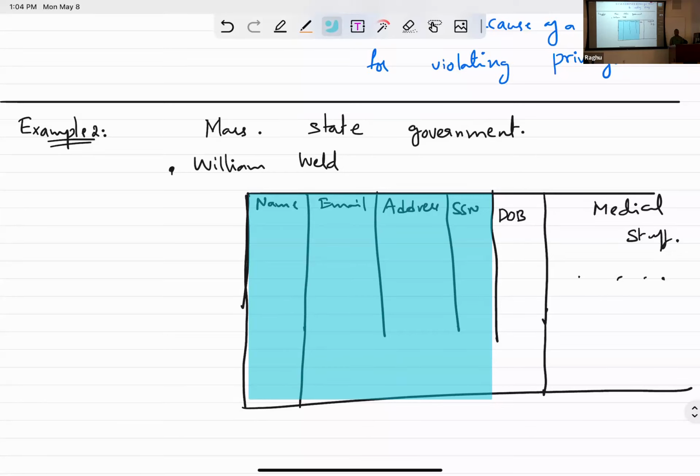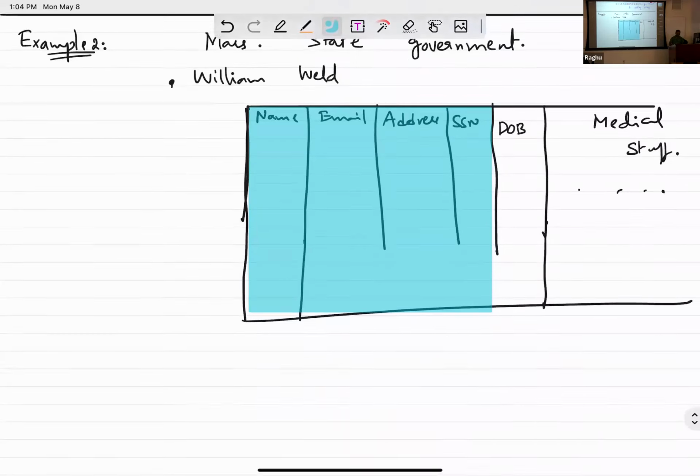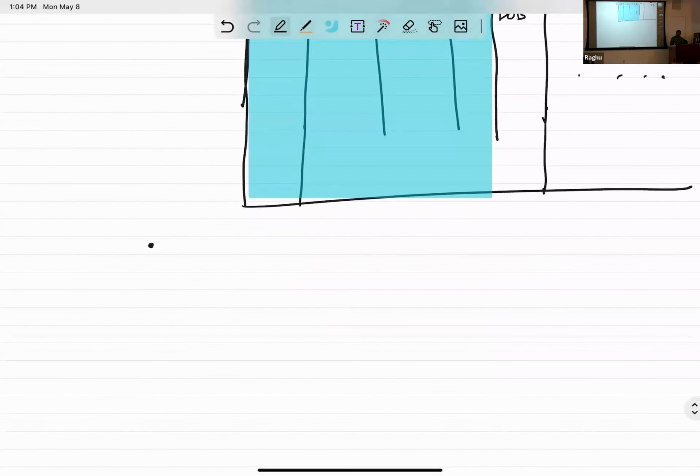And guess what happened next? Any guesses? Sorry? But actually it's even very funny. There was a grad student at the time at MIT. Forget her first name, Sweeney, I think Latanya or something. And what she did was she looked up where the governor was born, his age, and so on, and mailed the governor his health record.